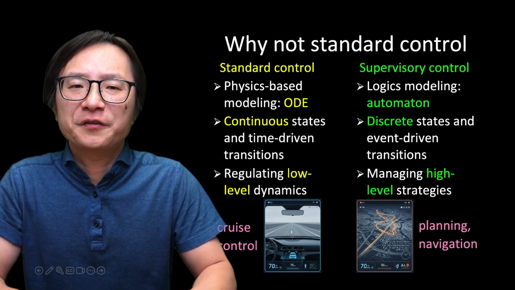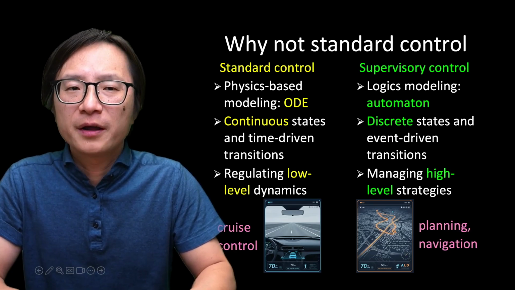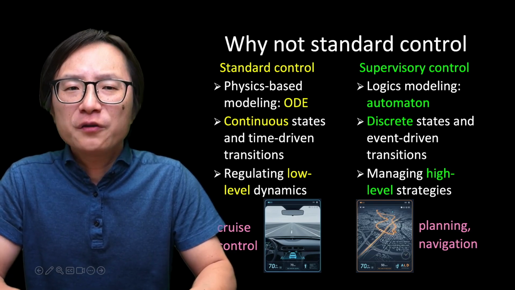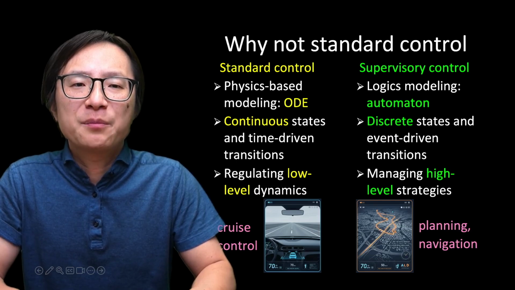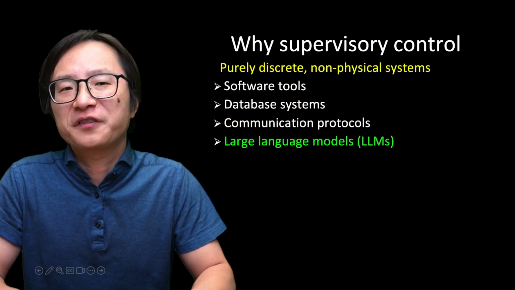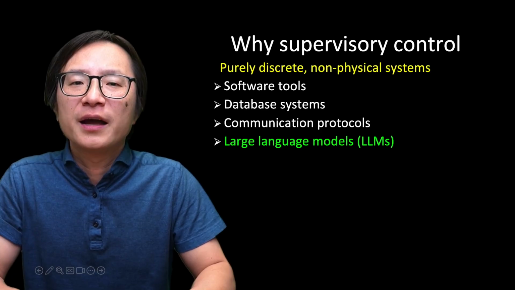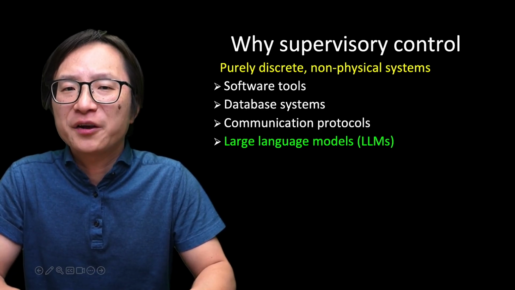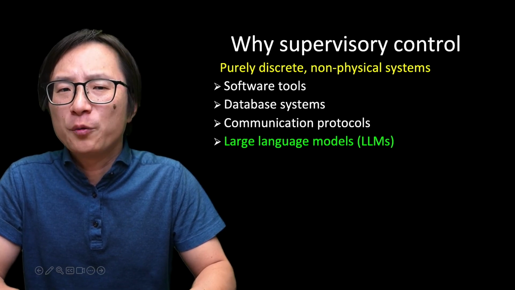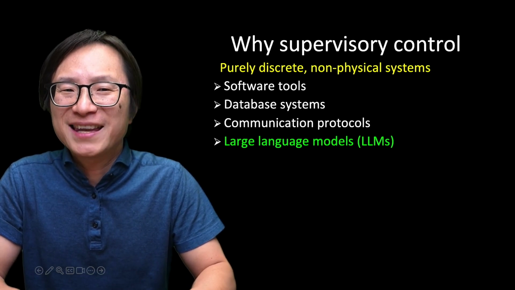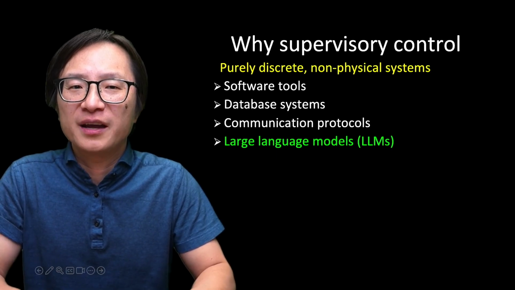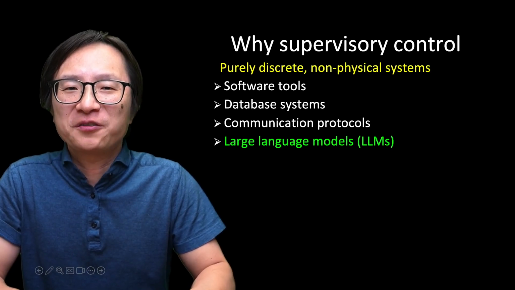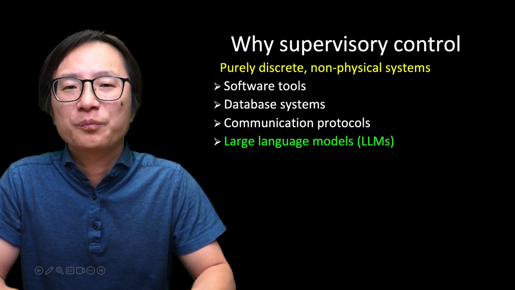Given this characteristic of supervisory control, this theory is also suitable for systems with no physics involved at all and purely discrete. For example, software tools, database systems, communication protocols, and even large language models. You may be wondering why these digital entities are dynamic systems and why do they need control at all? That's a very fair question, and let me address that.